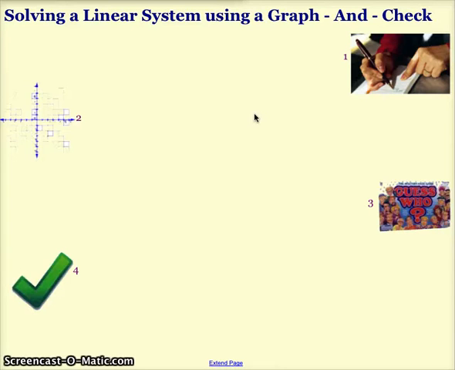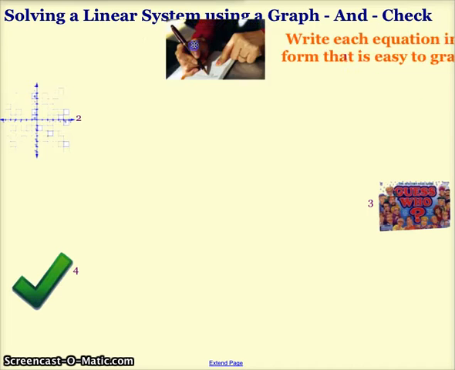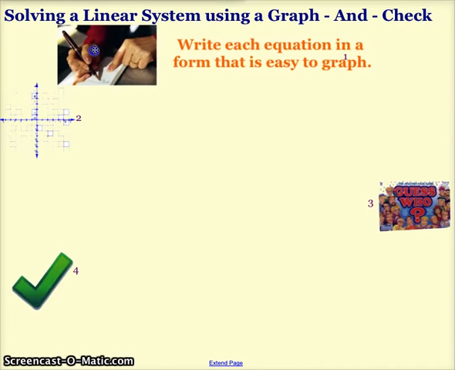You will now take notes on solving a linear system using the graph and check method. Hopefully you got a good understanding of this watching the Shmoop video. Step 1, when using graph and check, write each equation in a form that's easy to graph. In other words, the easiest form to graph is slope-intercept form, because all you have to do is start at the y-intercept and then follow your slope from point to point.